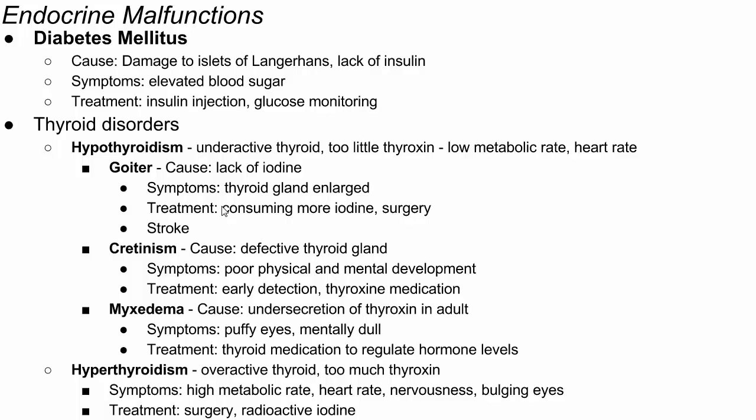The opposite condition is hyperthyroidism, where you have an overactive thyroid gland, too much thyroxine being produced, and a person can have a very high metabolic rate, difficulty keeping weight on, be too thin. They can have an increased heart rate, nervousness, and bulging eyes are one of the telltale symptoms of hyperthyroidism. Sometimes a person can have surgery. Sometimes they can even be given radioactive iodine that can destroy a part of their thyroid gland so that they produce less of these thyroid compounds.